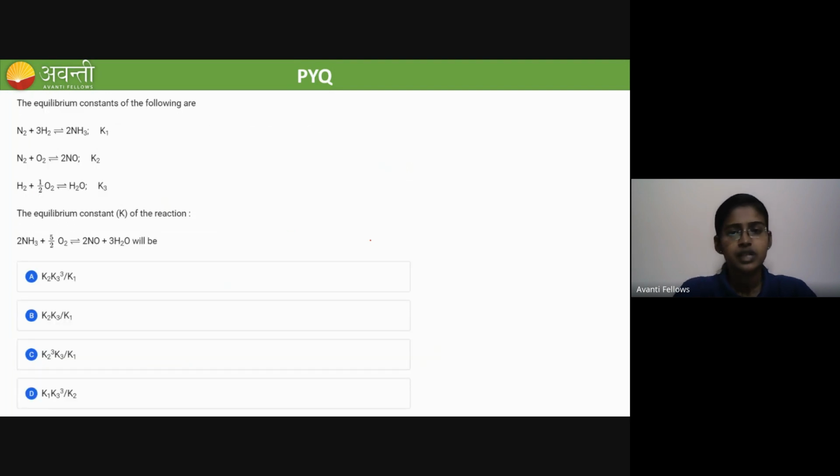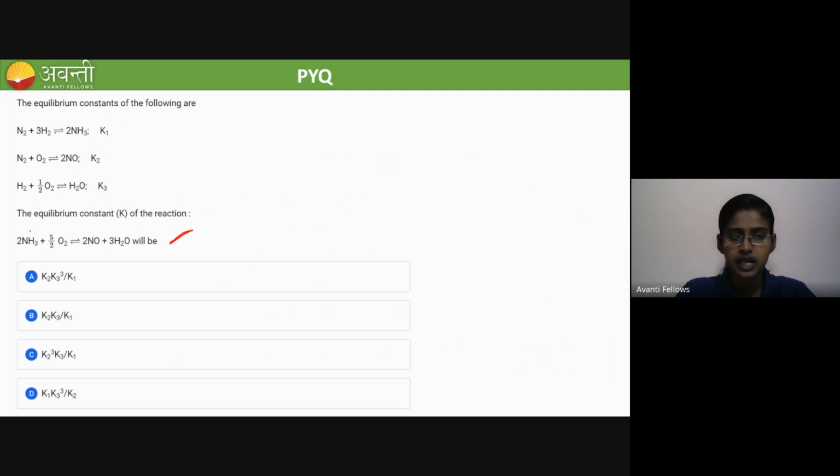Okay. Now coming to the next question, the equilibrium constants for the following reactions are given. For the first reaction, it is K1. For the second reaction, it is K2. And for the third reaction, it is K3. Now we have to find out the equilibrium constant for this given reaction. So how to get the desired reaction from the given 3 equations?